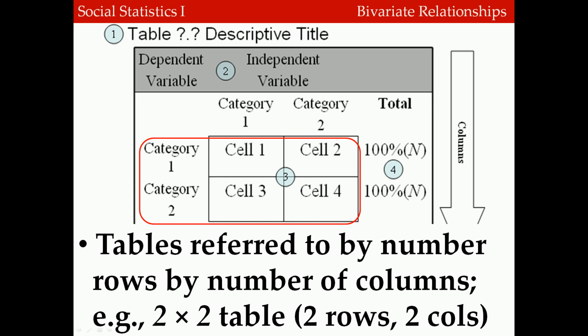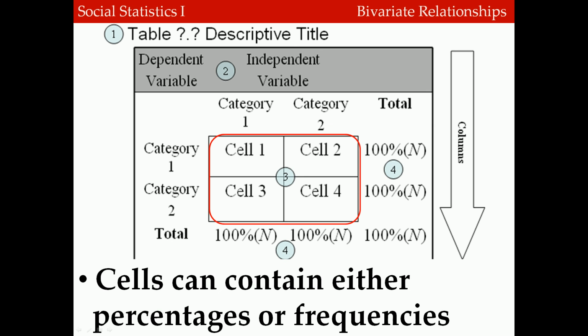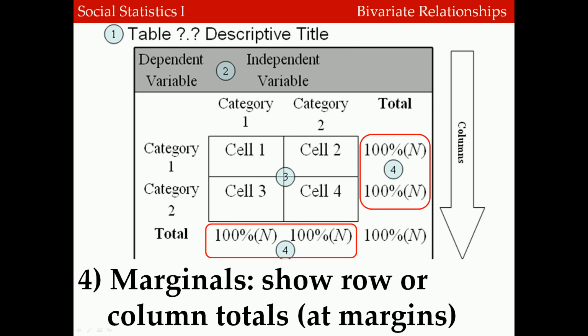Incidentally, tables are typically named according to their number of rows and number of columns. So for example, a 2x2 table has 2 rows and 2 columns. Cells indicate the intersection of rows and columns, and they contain information on either the percent or frequency of cases falling into each cross-classified category of the independent and dependent variable.